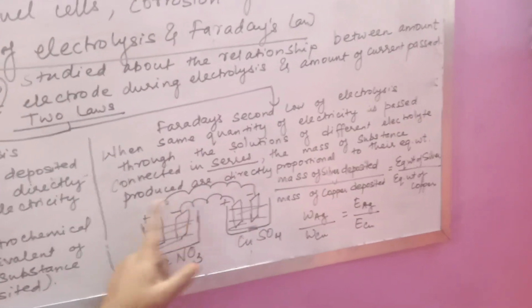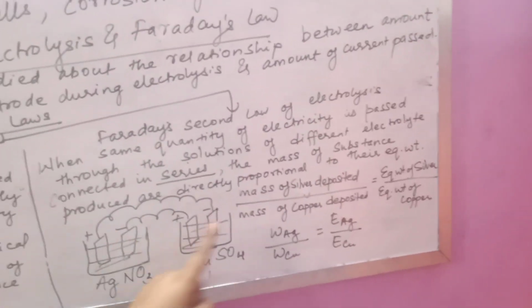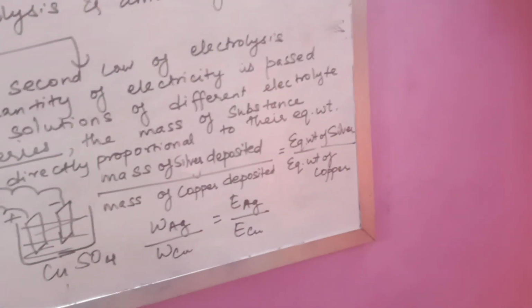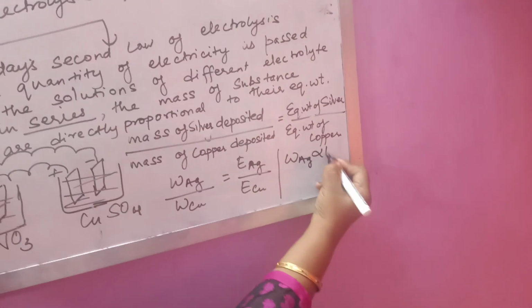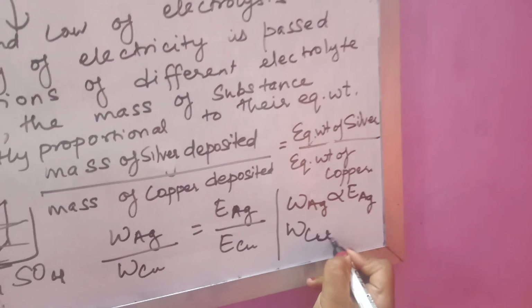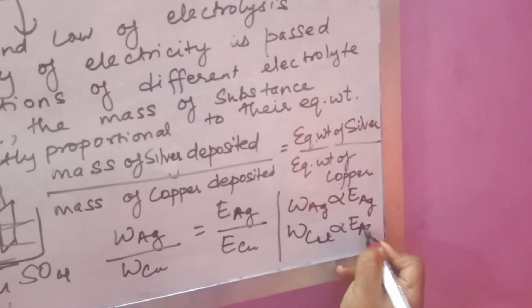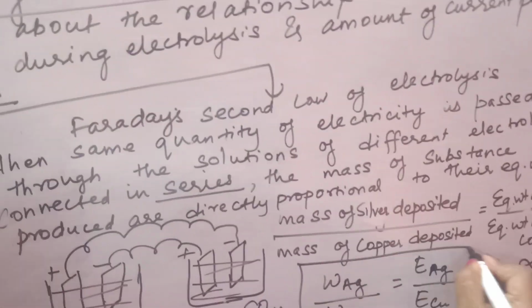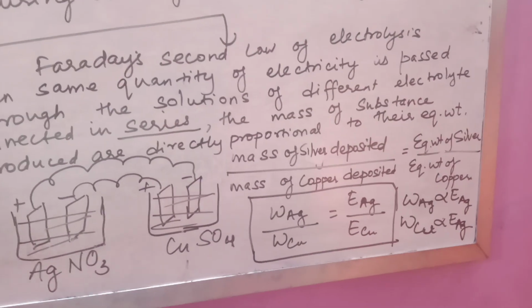Then what will happen? The mass of the substance produced will be directly proportional to what? The equivalent weight of that particular substance. If we are talking about silver, then the amount of silver, W of Ag, will be proportional to the equivalent weight of Ag. In the same way, the weight of copper will be directly proportional to the equivalent weight of Cu. And when we take the ratio, the equation becomes: weight of Ag by weight of Cu is equal to equivalent weight of Ag by equivalent weight of Cu.